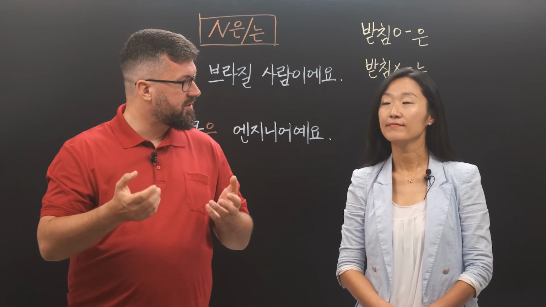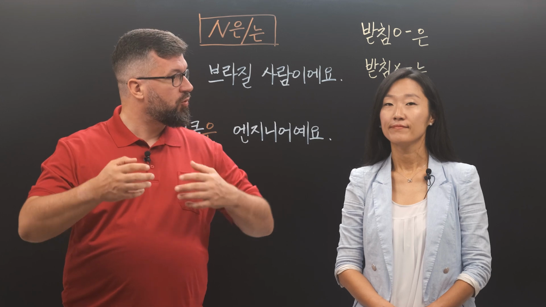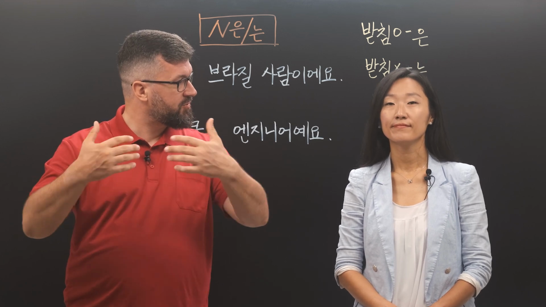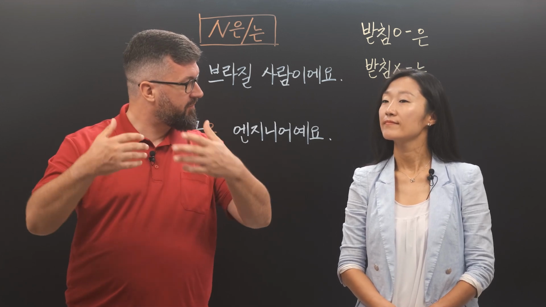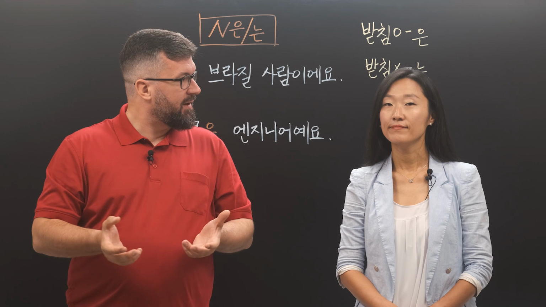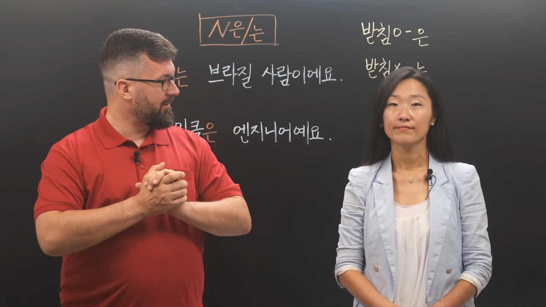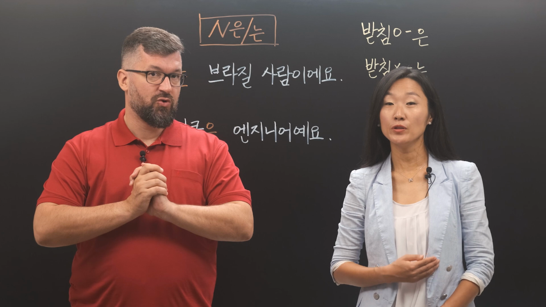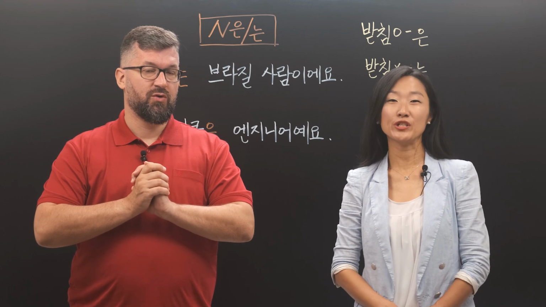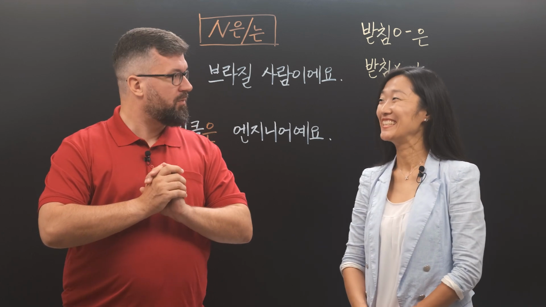So far, we have used the topic particle 은는 to say our name when introducing ourselves, to say our profession, to say where we are from. Can we look at other examples on how to use the topic particle? We could, for example, talk about relationships using 은는. Let's do that.